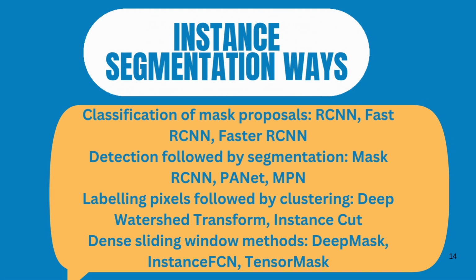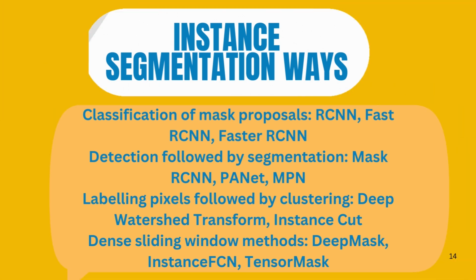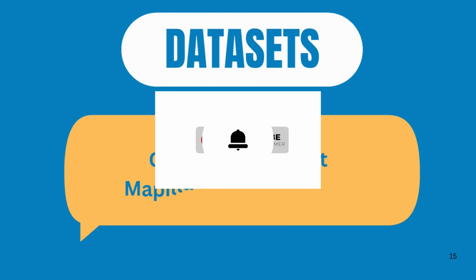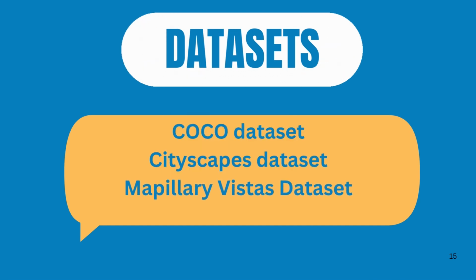The next category is labeling pixels followed by clustering, like deep watershed transform and InstanceCut. The next category is dense sliding window methods like DeepMask, InstanceFCN, and TensorMask. The datasets used for instance segmentation are the COCO dataset, Cityscapes dataset, and Mapillary Vistas dataset.